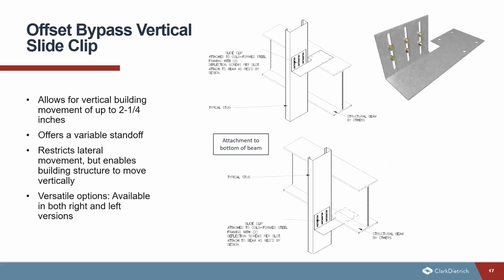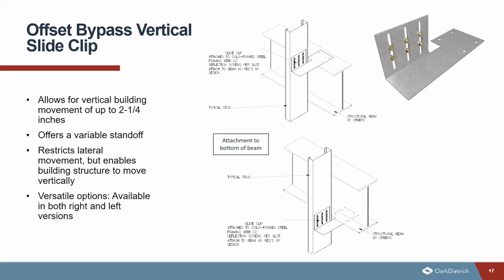Next, we have the offset bypass vertical slide clip. This is used to attach the exterior curtain wall studs to the building structure, and it's going to provide around 2.25 inches of vertical building movement that's going to be independent of that steel framing. This clip is also going to provide variable standoff and eliminate the need for shims. It is also a versatile option and is available in both right and left versions.